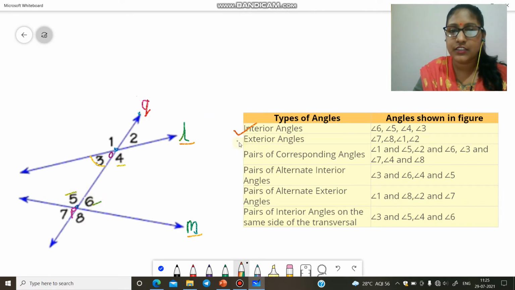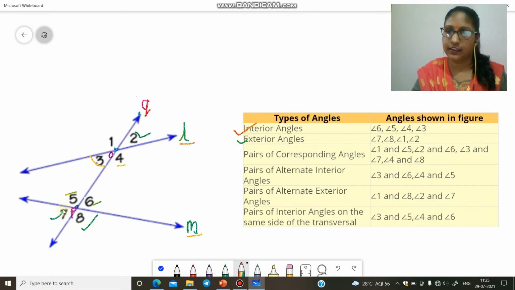Now exterior angle, it means angle formed at the exterior part. It means angle 1, angle 2, angle 8 and angle 7 are said to be an exterior angle.